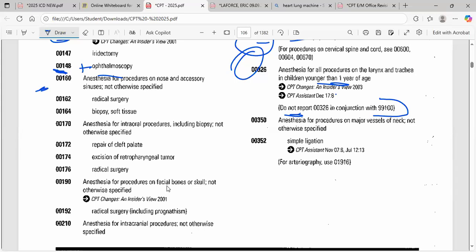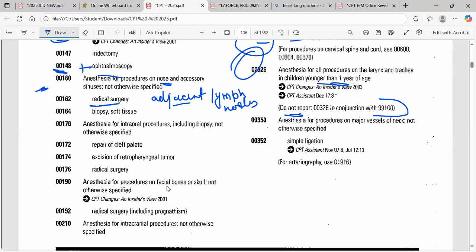Now 00160, anesthesia for procedure on the nose and accessory sinuses. Radical surgery means that with the procedure on the location, the doctor is also removing the adjacent lymph nodes. If the doctor is also removing the adjacent lymph nodes, we are going to state that surgery as radical surgery.